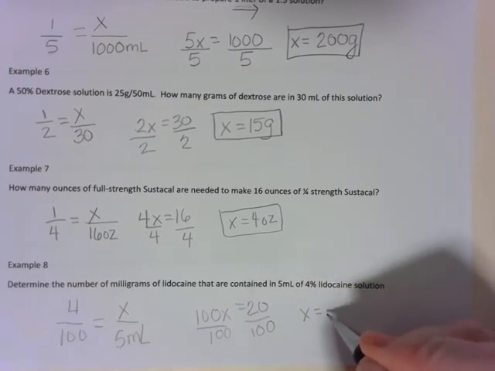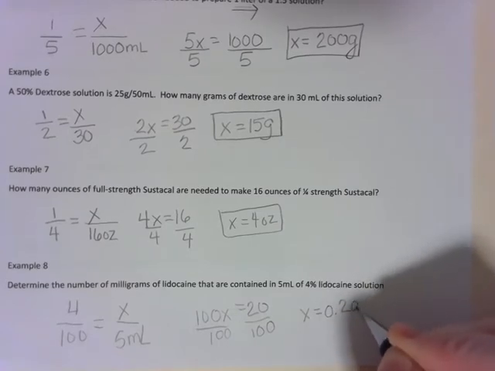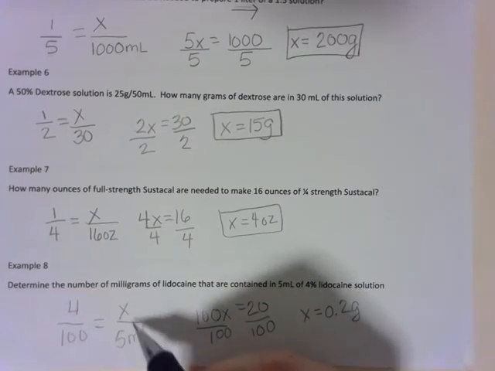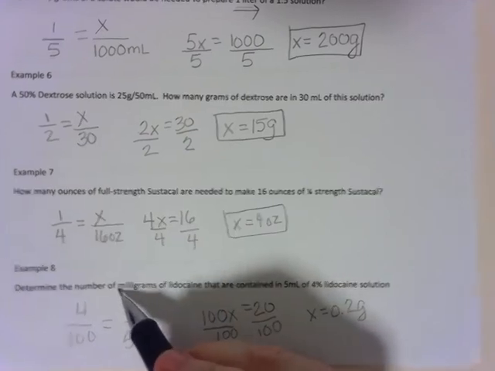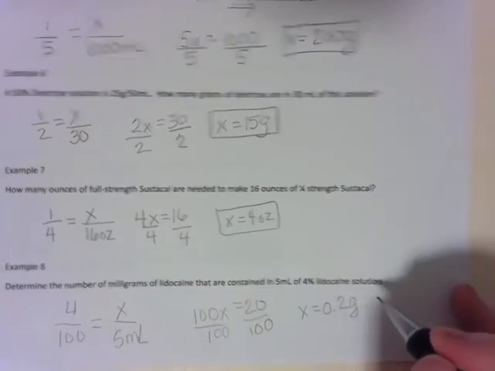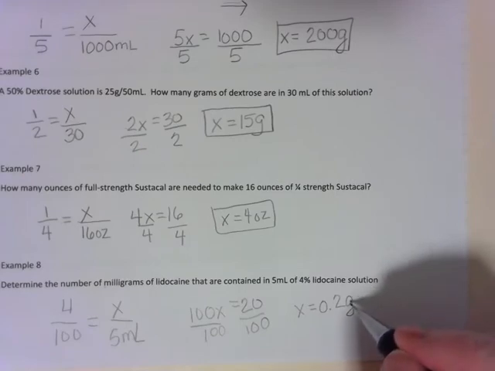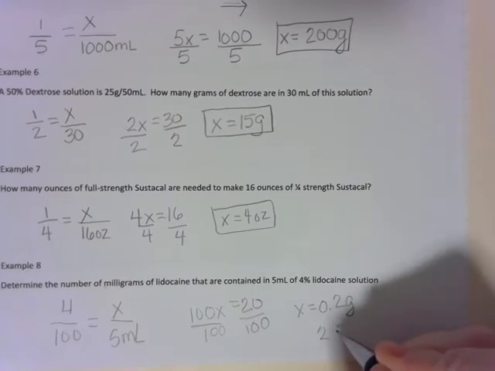So X is going to equal 2/10 of a gram, because this would be grams over mL. Now they're asking for milligrams, so we can convert grams to milligrams by moving the decimal 3 places to the right. So we would need 200 milligrams.